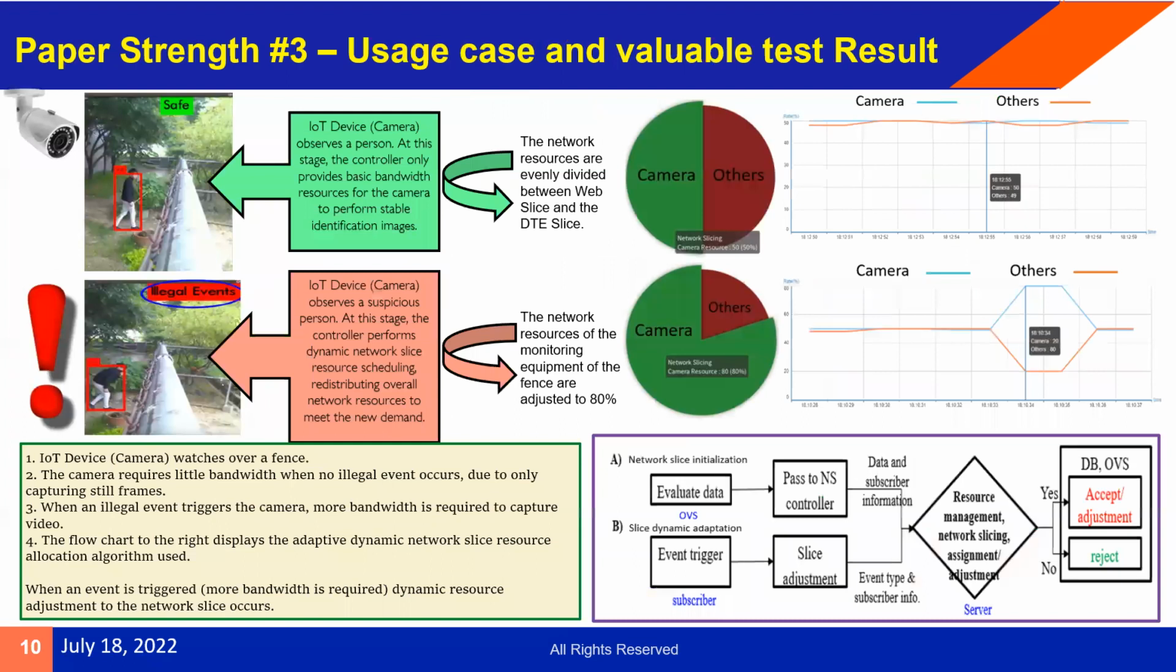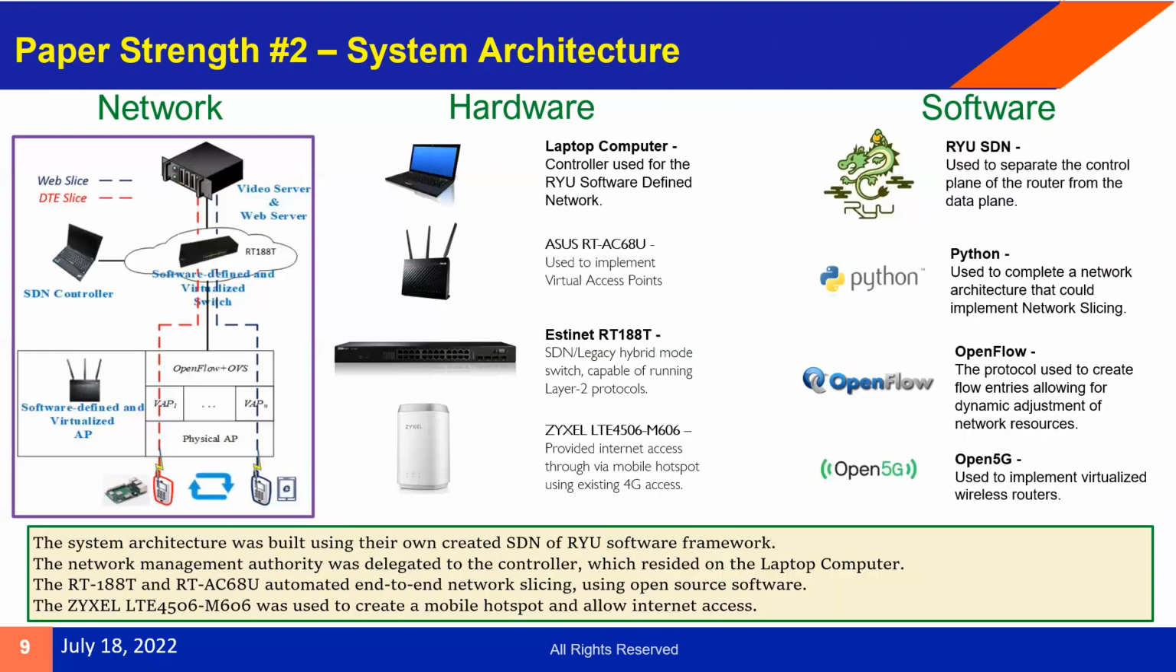Adding to that, they did use the ZTE LTE MF-906, which was a mobile hotspot. The prototype that they built was in an environment that did not have normal internet connectivity, and this is what they used to create that internet. Next slide.